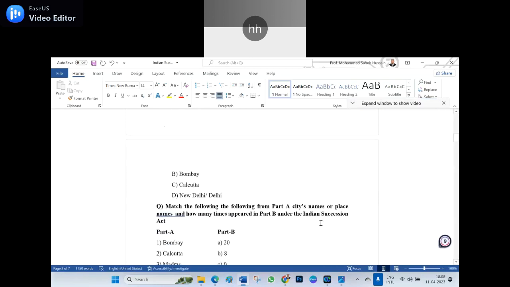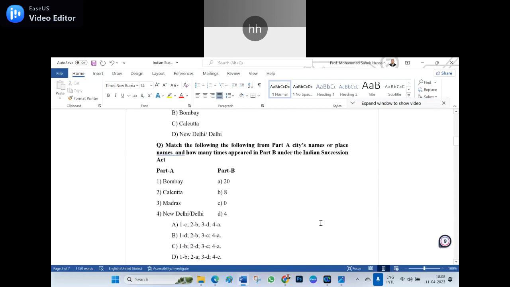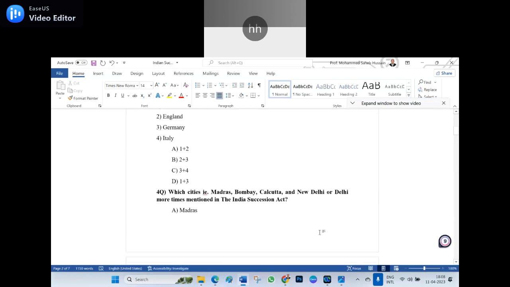Because the Britisher came to which place? First to Goa, but they were the Dutch people. It is the East India Company, West Bengal, Calcutta. Okay, now next question. This was the fourth question.